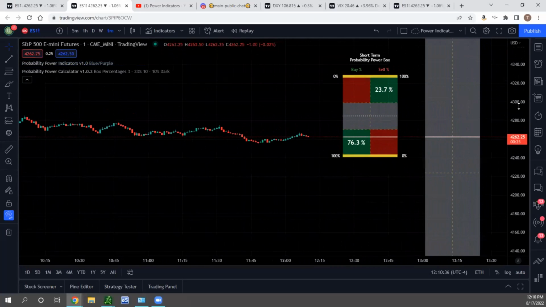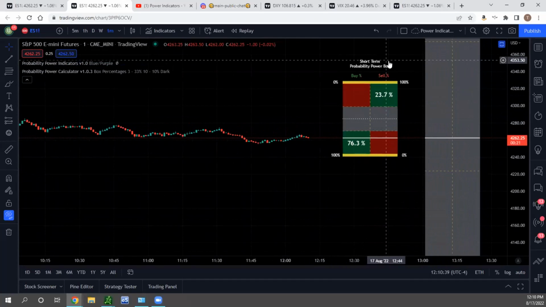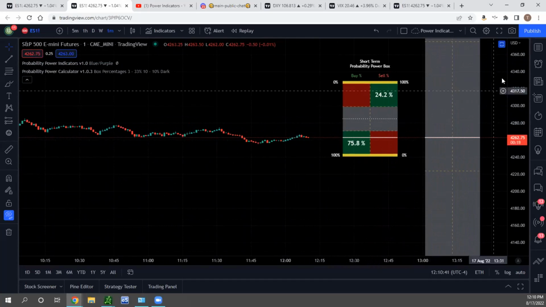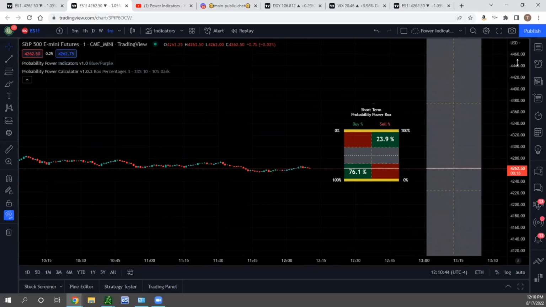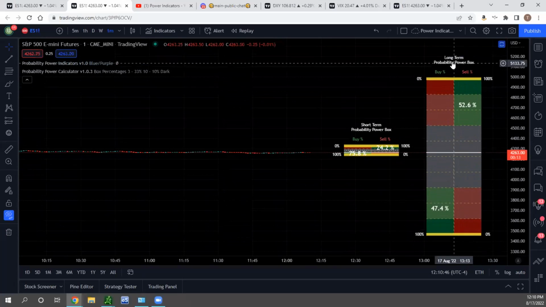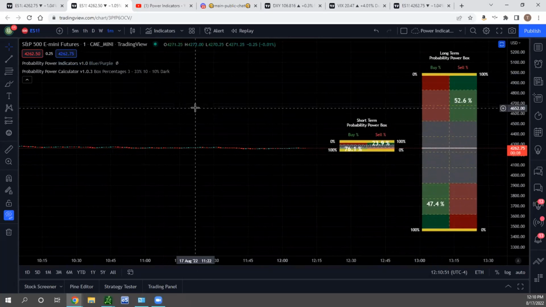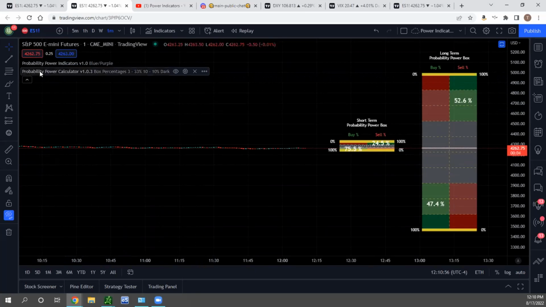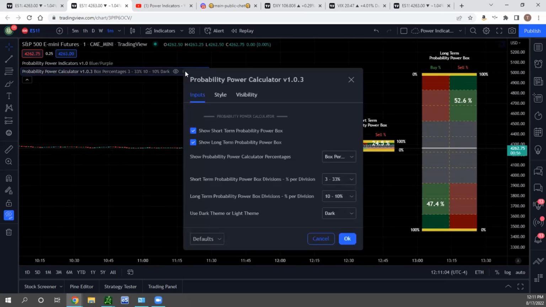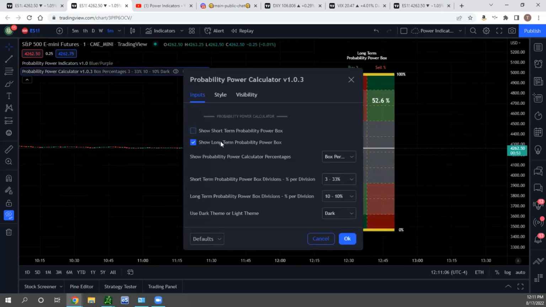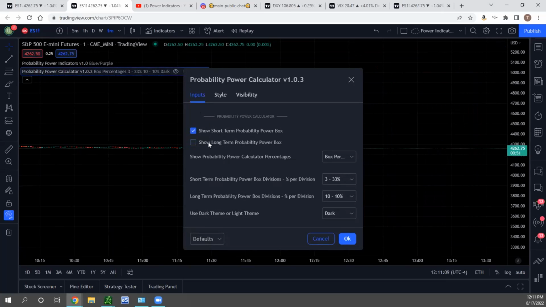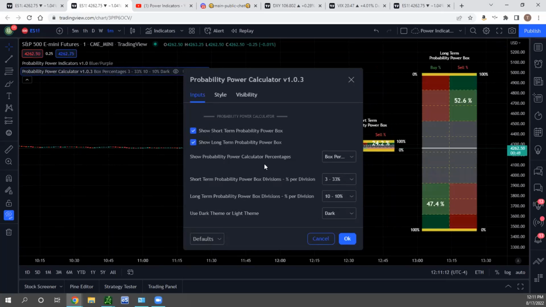So you can see there's a box here that's labeled the short-term probability power box. And then to the right of that, I'll zoom out even further, we have the long-term probability power box. So as you can see, there's a short-term and a long-term probability box, probability calculator. That is on here as the probability power calculator. And I have a gearbox for those as well, where I can turn on either the short term or the long term, or have them both on my chart.